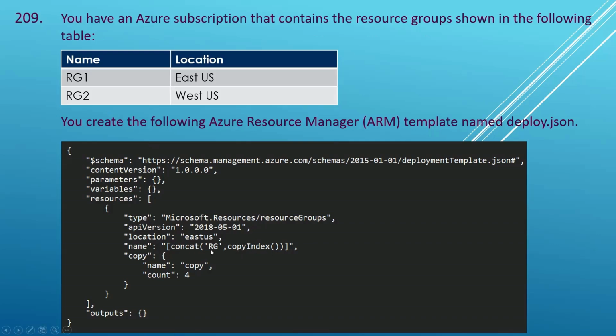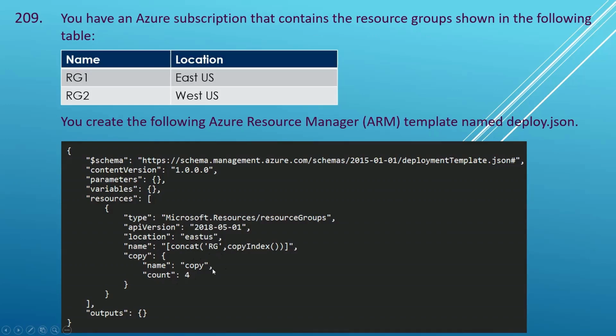Now, in the name, the first thing that is getting concatenated is RG. And then they are trying to use copy index. If you look at the bottom of the template, the count is defined as 4. That means this loop is going to iterate 4 times, and iteration starts from 0. Therefore, the resources that will be created by this ARM template would be 4 resource groups with the names RG0, RG1, RG2, and RG3.